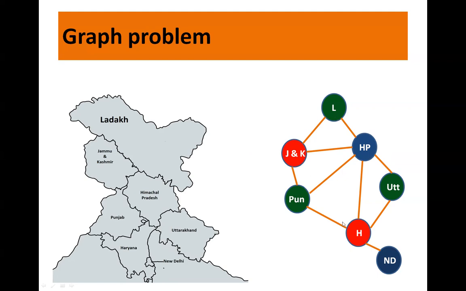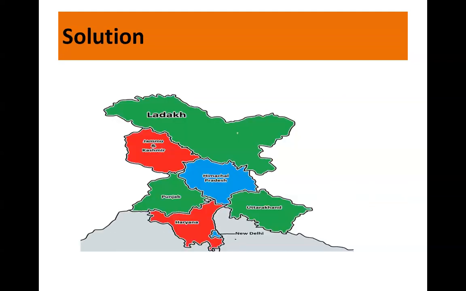Similar in case of Jammu Kashmir and Haryana. Both are colored red, but there is no edge in between these two. So they are not adjacent to each other. So this is the final solution of coloring northern states of India. This is what it will look like. Now this makes the picture more clear. No adjacent states have same color.